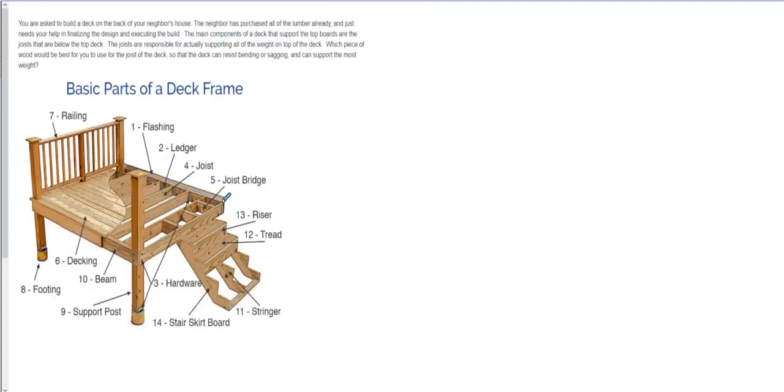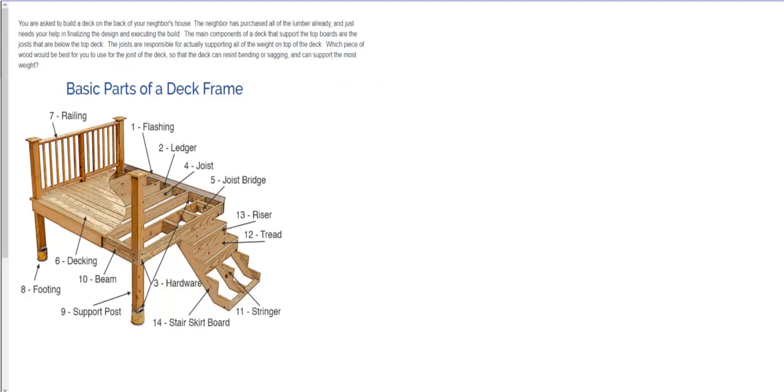You are asked to build a deck in the back of your neighbor's house. The neighbor has purchased all of the lumber already and just needs your help in finalizing the design and executing the build. The main components of a deck that support the top boards are the joists below the top deck. They're responsible for supporting all of the weight on top of the deck. Which piece of wood would be best used for the joist of the deck?